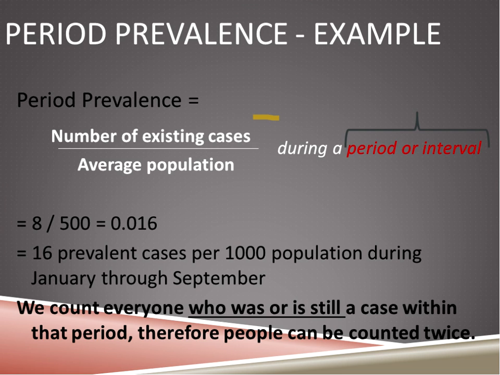And therefore, with prevalence, people can be counted twice. For example, in your state, what's the prevalence of influenza? If one person had it 3 times, that case would be counted 3 times.